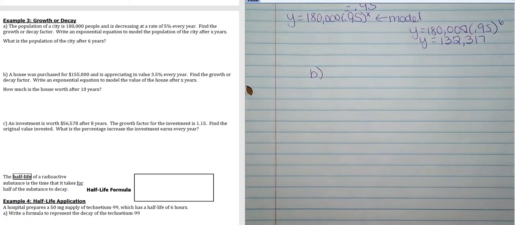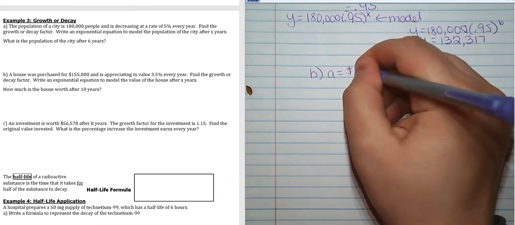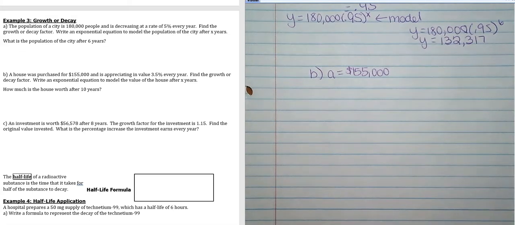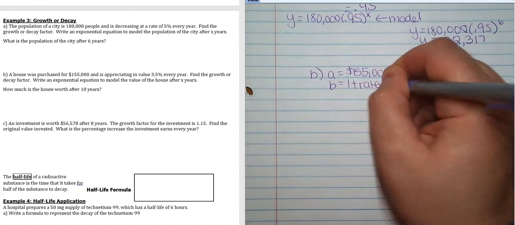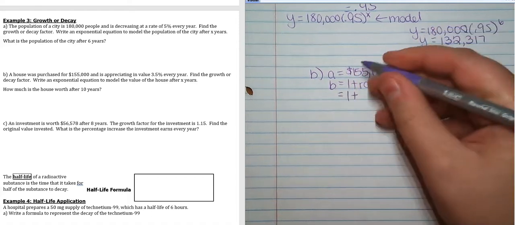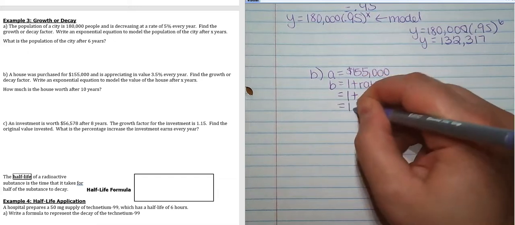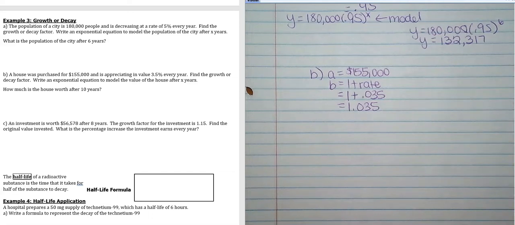Part B, a house was purchased for $155,000. That's going to be my A value. And appreciating means increasing in value. So we're going to have growth here. 1 plus the rate. Usually that's true of real estate. 3.5% would be 0.035. So our growth factor here is going to be 1.035. So the 1 accounts for what you've already paid for the house, and then the 0.035 adds that right on for you within the question.